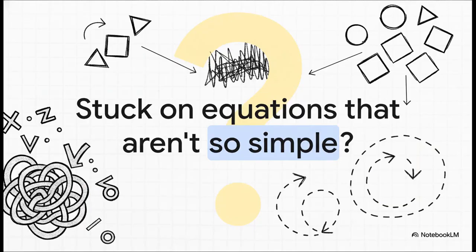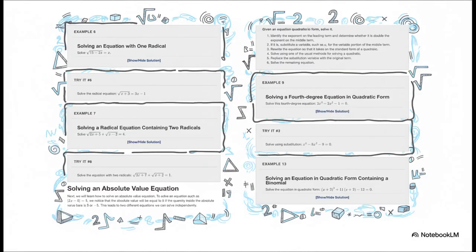We've all been there, right? You're cruising through your work, feeling pretty good, and then bam, you hit an equation that just looks like a tangled mess. It doesn't follow the simple rules you've learned, and it's so easy to just feel completely stuck. Yeah, you might see an equation with a square root or maybe one with a weird fractional power. At first glance, they can definitely look pretty intimidating, no doubt about it.